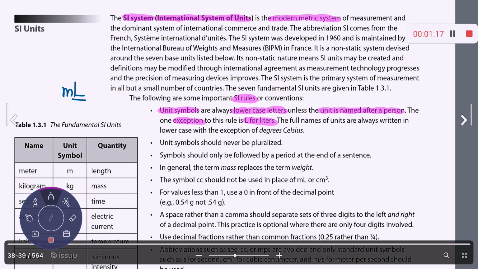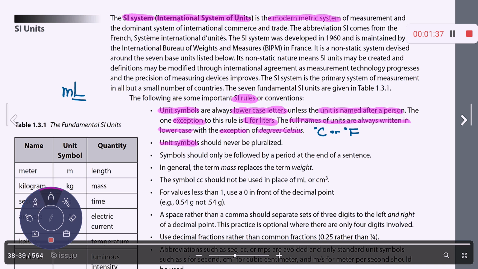Okay. The full names of units are always written in lowercase. The only exception would be degrees Celsius. So when we're using the unit degrees Celsius or degrees Fahrenheit, make sure you put the degree symbol in front of that unit, okay?